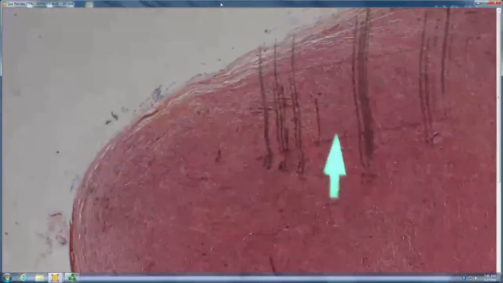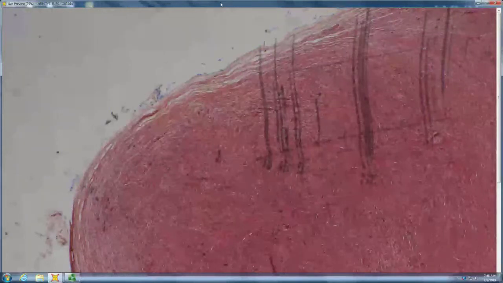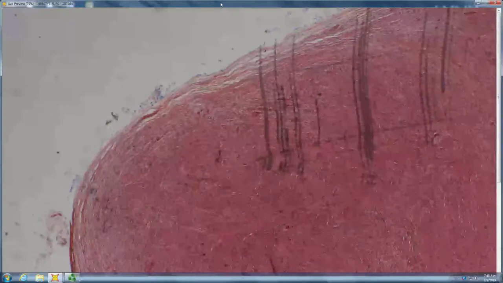Okay, these things are why you aren't allowed to stack the slides, because you get this, the cover slips scratch.